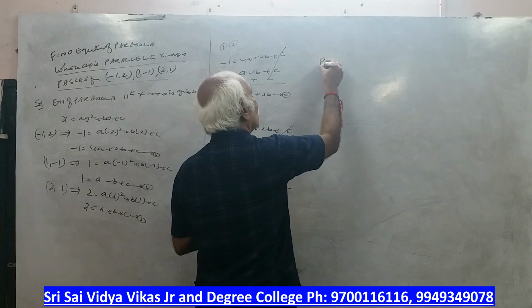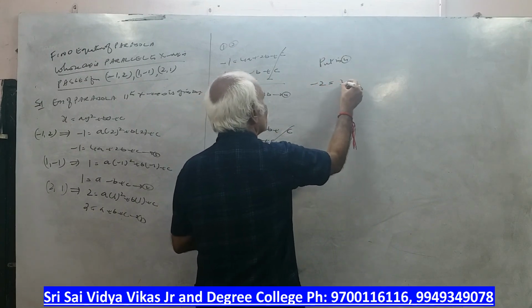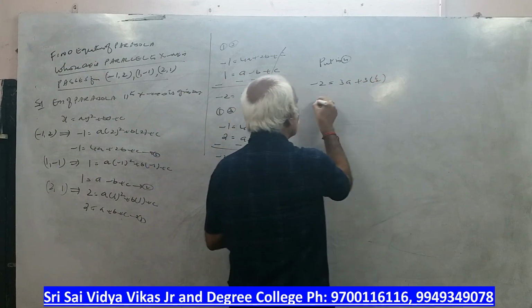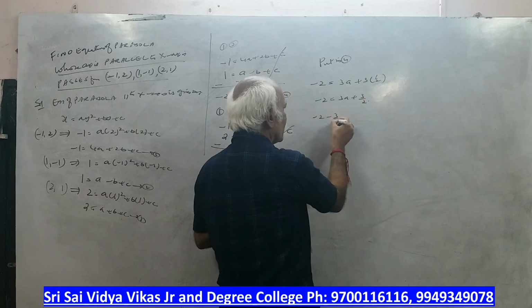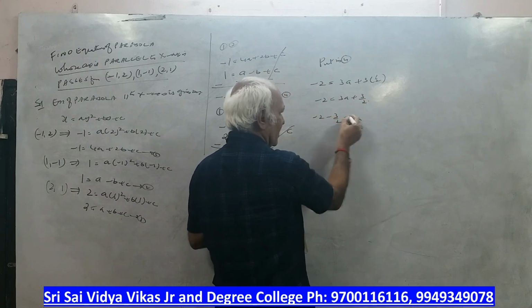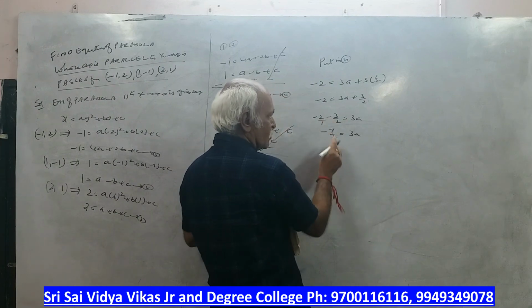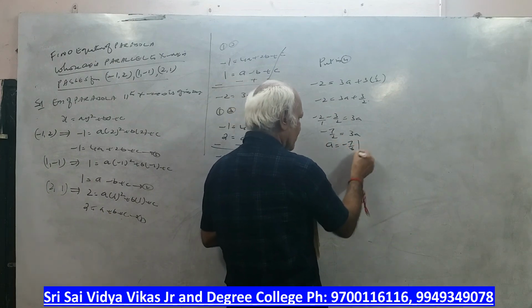Okay, put in fourth equation. What is the fourth equation? Minus 2 is equal to 3a plus b value how much we got? 1 by 2. So 3a plus 3 by 2. Bring this here. Minus 2 minus 3 by 2 is equal to 3a. So minus 4 minus 3 is minus 7 by 2 is equal to 3a. LCM, sir. Okay, minus 4 minus 3 minus 7 by 2. So a is equal to minus 7 by 6.